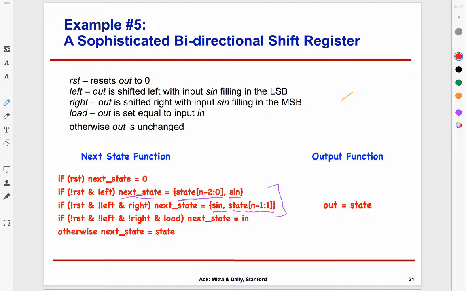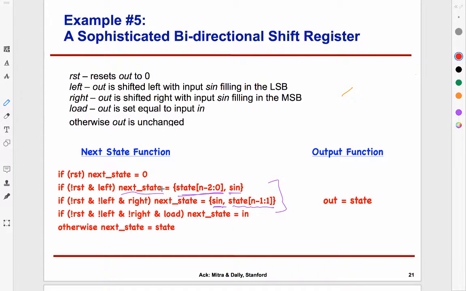That opens up a space on the least significant bit. So whatever was in the serial input, we put it there, that one bit. And right is the other way around. We shift right, and serial in, that one bit, goes into the MSB, which is now free, and otherwise out is unchanged.